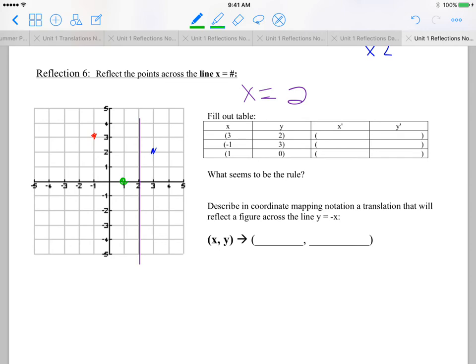Okay. So we've got to jump lines again. I'm going to stick with green because my pen's still green. So 1 unit here, so I'm going to go 1 more unit to the right. So I go from 1, 0 to 3, 0.